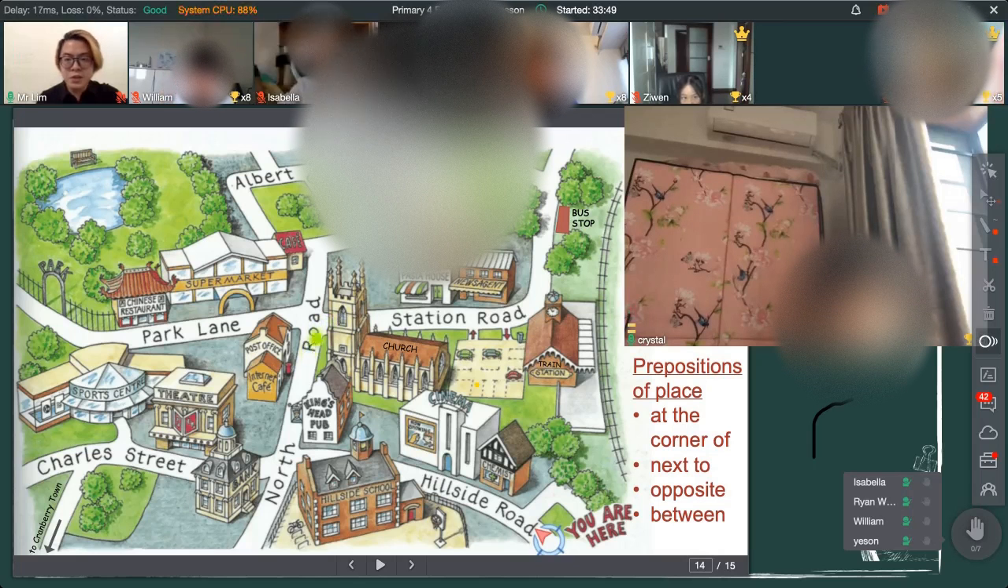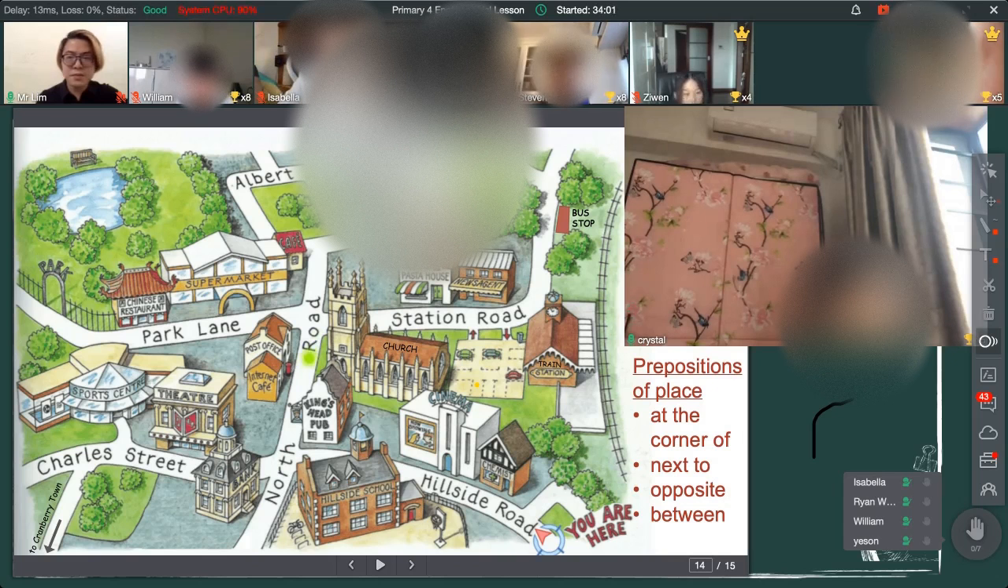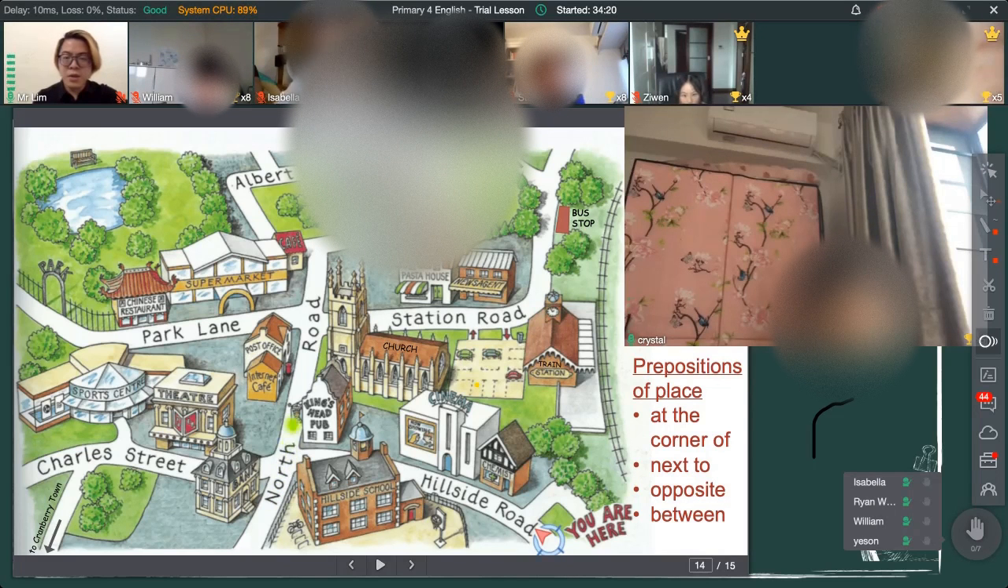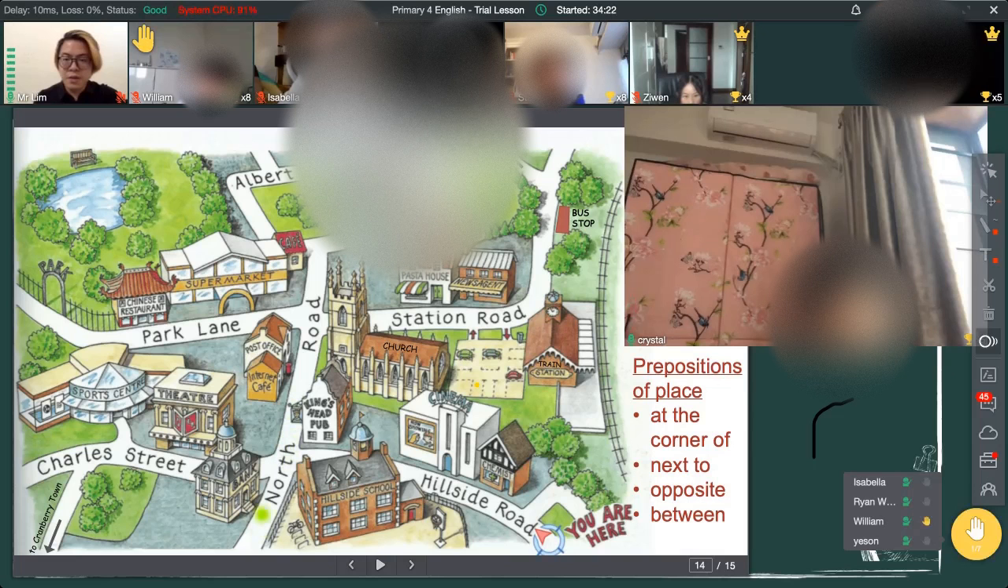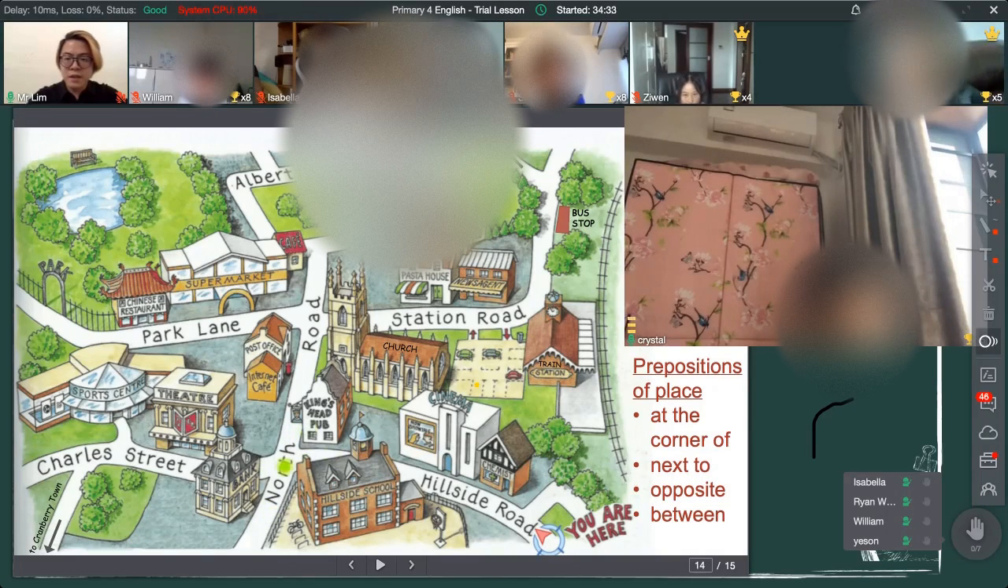Okay, turn left into the road. North Road. And then what do you do? And then go straight. Go straight until you go to the... All right, what do you call this? Okay, this is a junction. Okay, until you reach a junction between North Road and Charles Street.